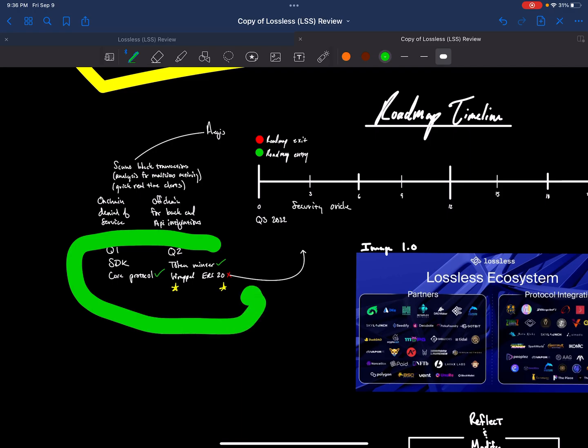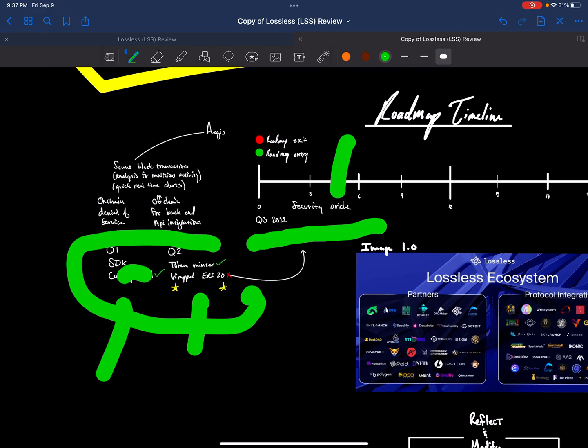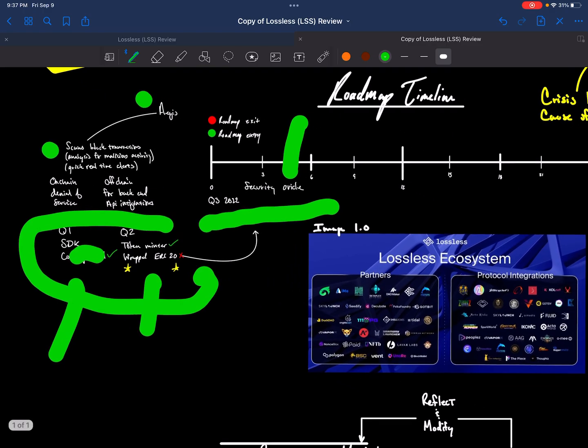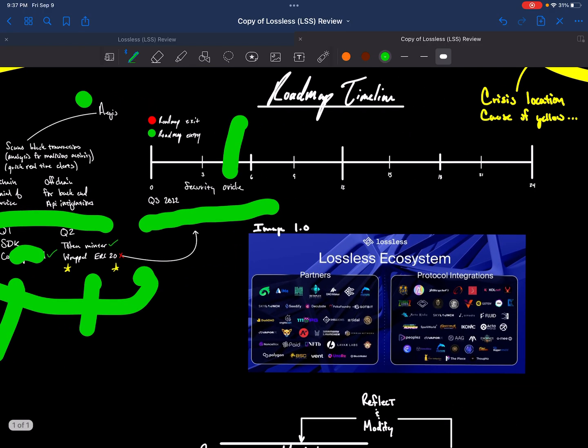Some of the things that they said they would deliver in Q1 were the SDK, the core protocol, and the token minter and wrapped ERC. They delivered on the core protocol and token minter, but they didn't deliver on the wrapped yet. So we can expect that probably in Q3 or Q4. There are also going to be security oracle services, which they are delivering. They also have something called Aegis that they delivered, which scans blocked transactions and analyzes for malicious activity, etc. So these are some of the things that are offered now and completed. As far as what is good for the roadmap coming up, it is the wrapped functionalities. I think that's pretty cool.